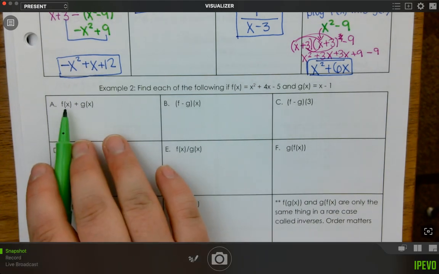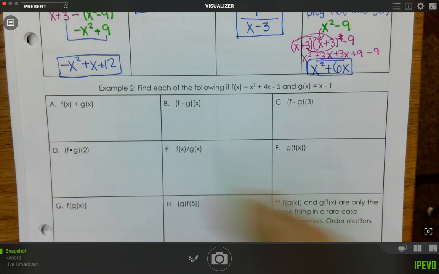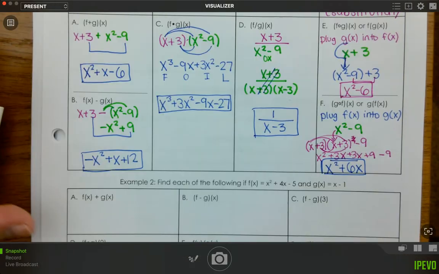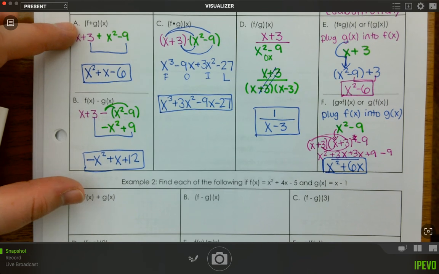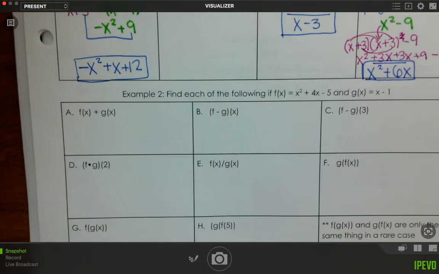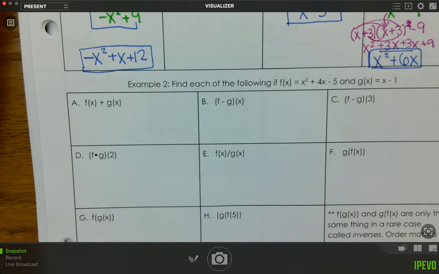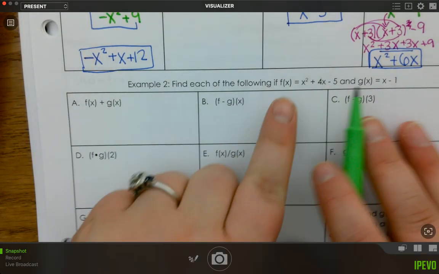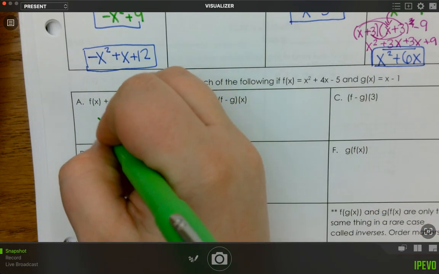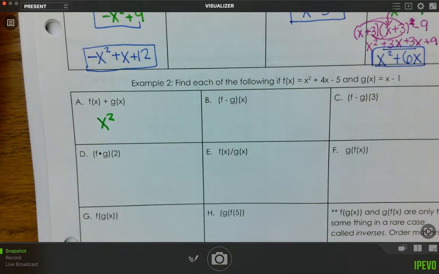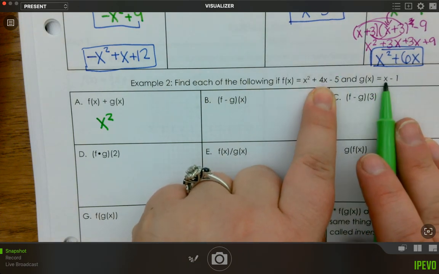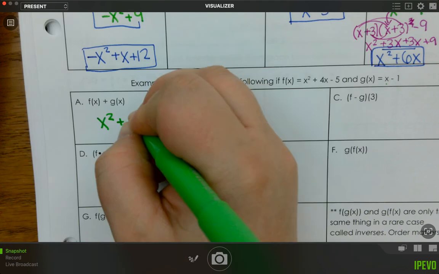So here I have f of x plus g of x. Notice the difference between this and this. It's really asking you to do the same thing. It can just either be written together or separate. Okay, so this time, I'm not going to show my work, guys. I'm just going to say there's an x squared here, but not over here. So that's just going to stay x squared. And then I have 4x plus 1x from g of x. That makes 5x.